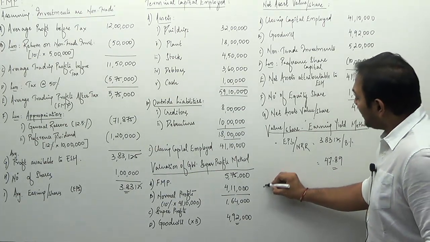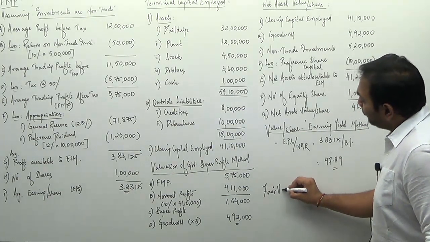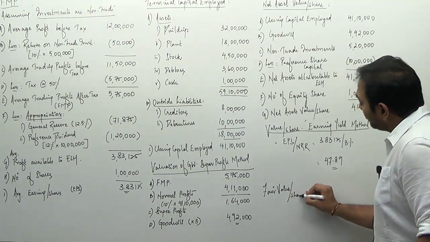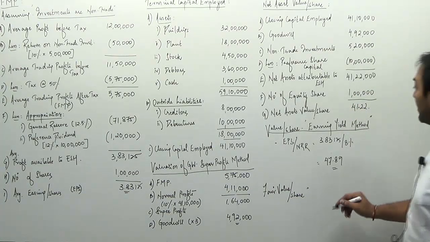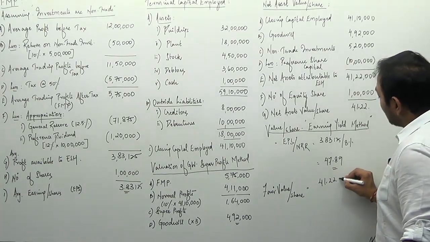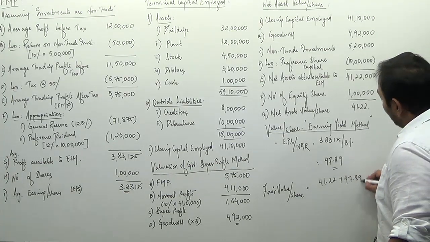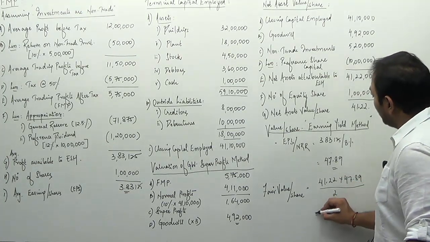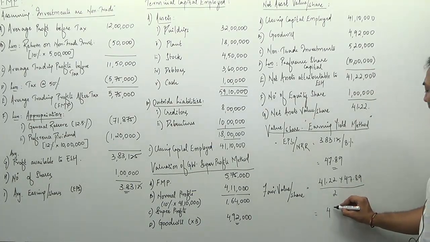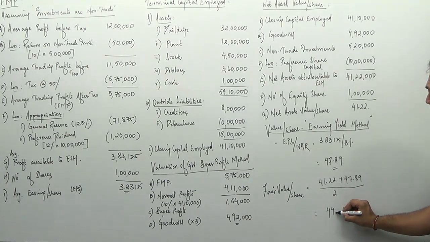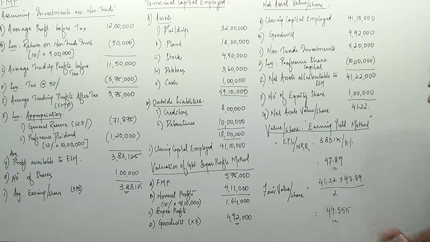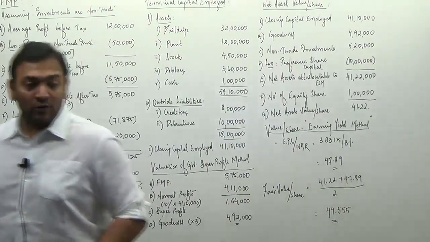So get the fair value. Fair value per share is equal to net assets value per share plus earning yield value per share divided by 2. 41.22 net assets value, 47.89 earning yield value divided by 2, that will give you 44.555 as the fair value per share.